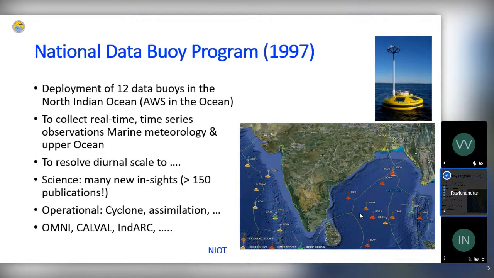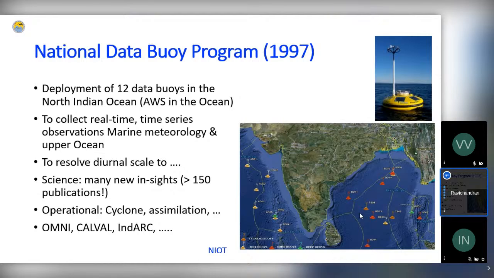Initially they started with marine meteorology, and some of the moorings had a wave spectrum, and some moorings had thermistor chains. That means up to 120 meters, there would be temperature measurements at various depths. In a few of the deep ocean moorings, there is thermistor chain measurement.